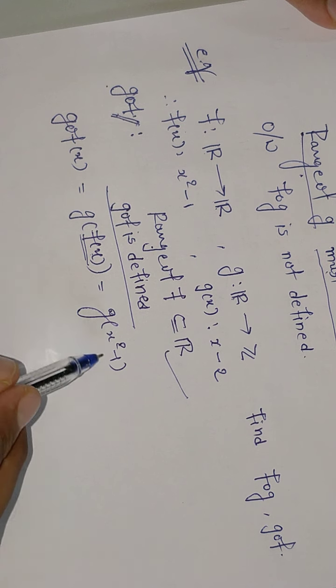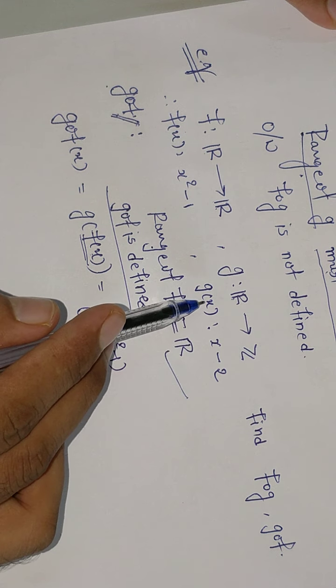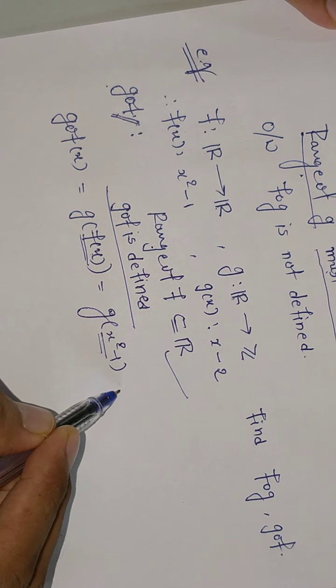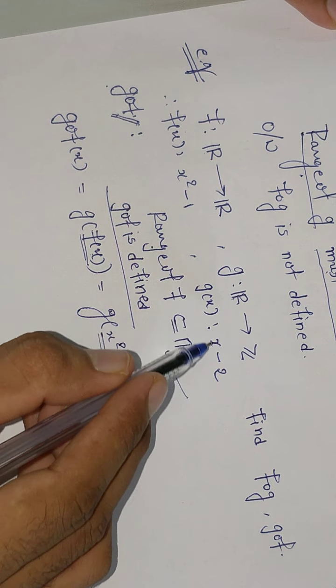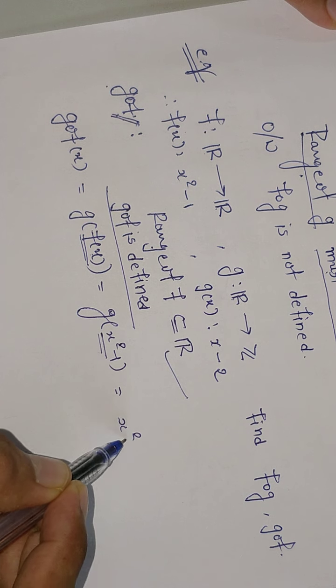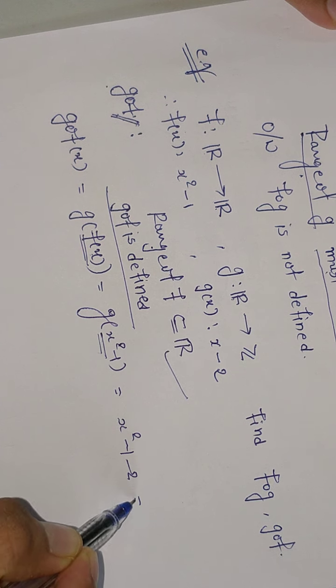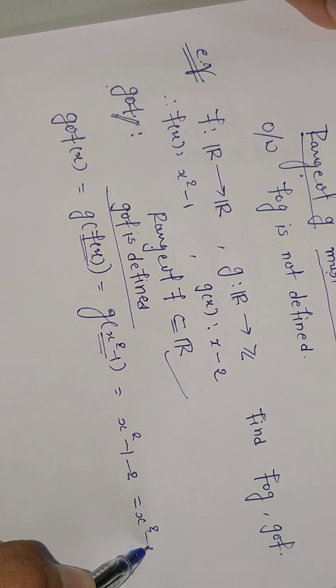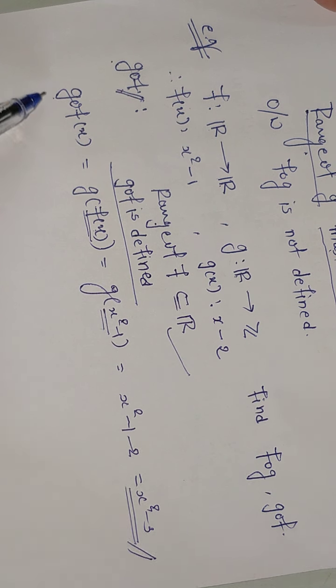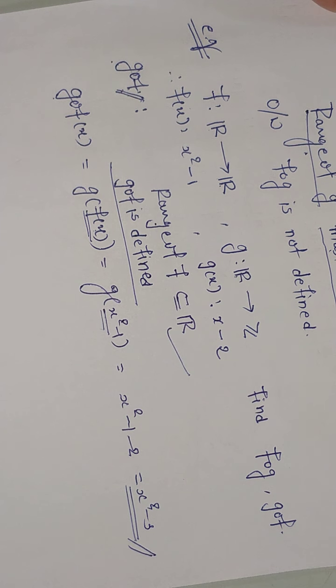Okay, so in the function g I have to replace x by x square minus 1. The g function is x minus 2, so I replace x by x square minus 1, so I'll get x square minus 1 minus 2. So the composition function will be x square minus 3. Okay, so g o f is defined as x square minus 3.